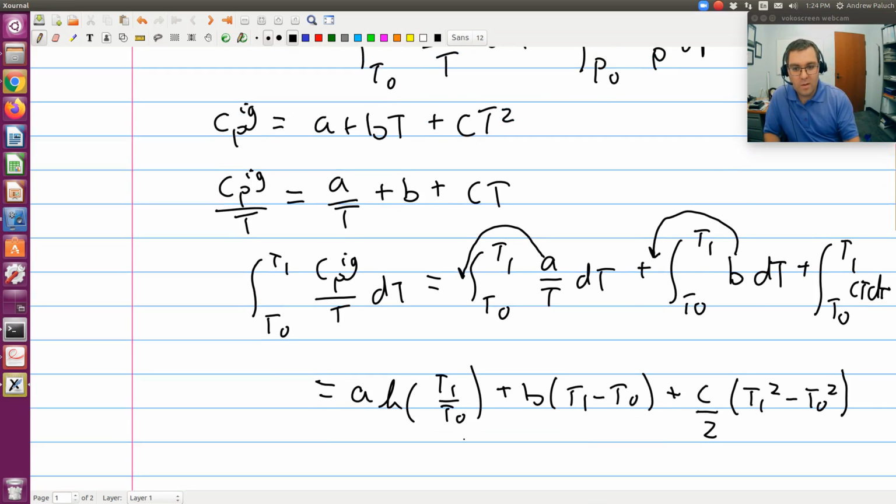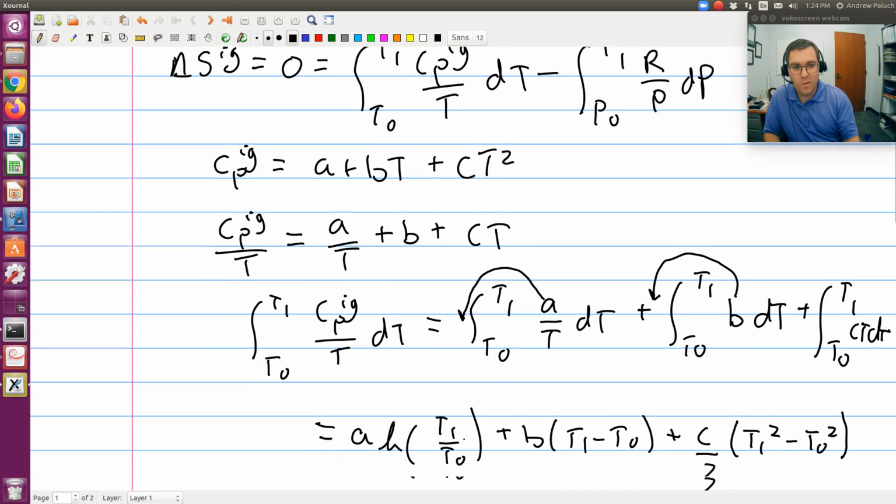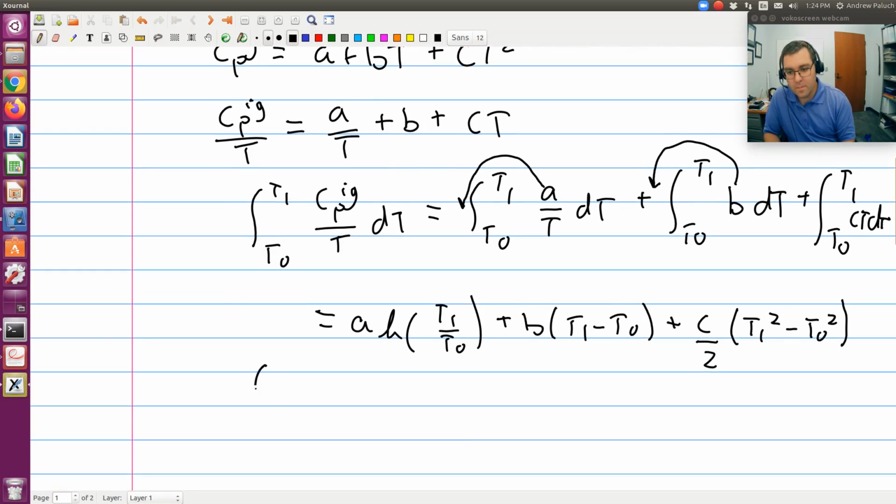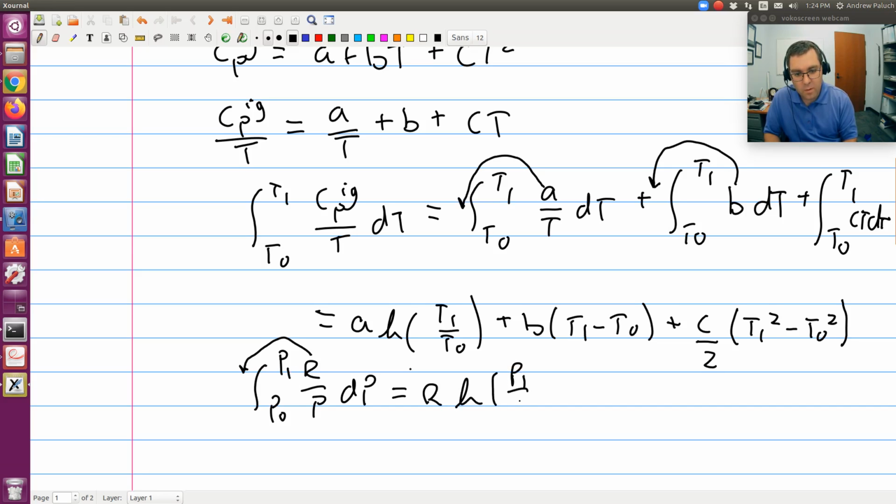The second part is just the integral from P naught to P1 of R over P dP. R is constant, so I can pull it out. The antiderivative of 1 over P is again just log P, so log P1 minus log P naught, and I get R log P1 over P naught.